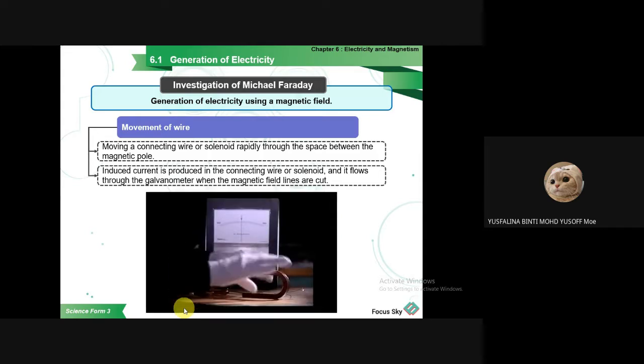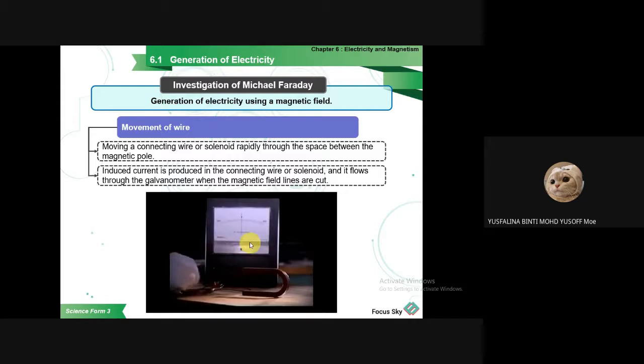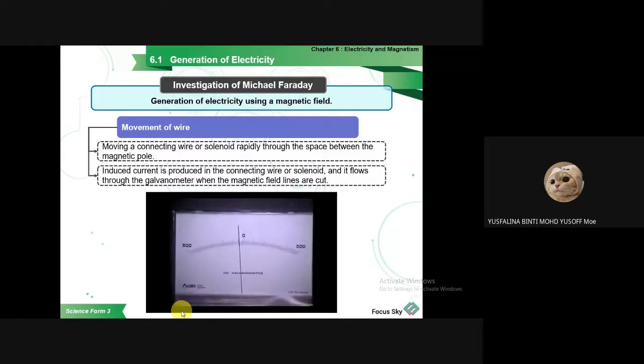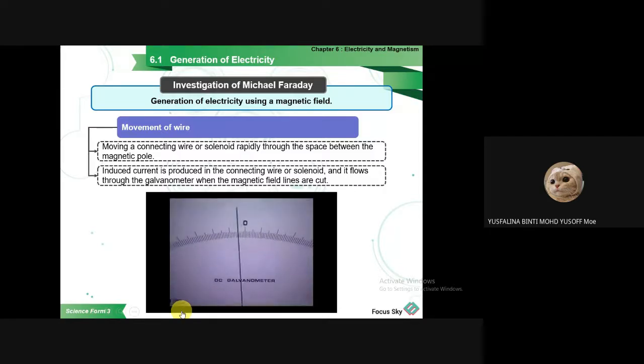So let's see the video first. This is the magnet. You can see this is a coil. They made a coil. This is the conductor. You can see you move the coil there, so the magnetic field is being cut, right? The direction keeps changing. It depends on the direction of the current.